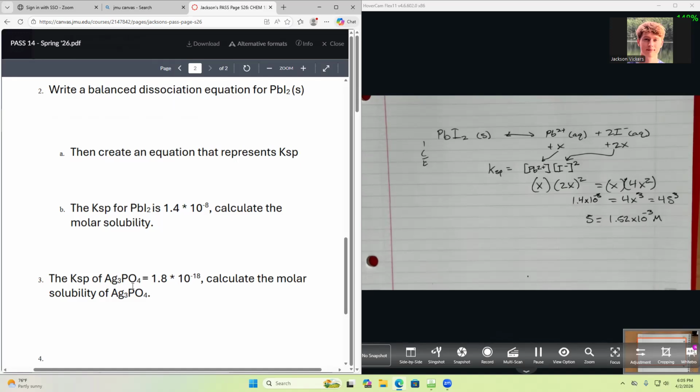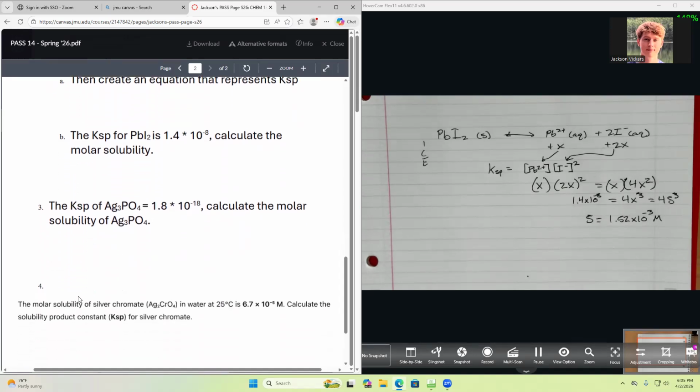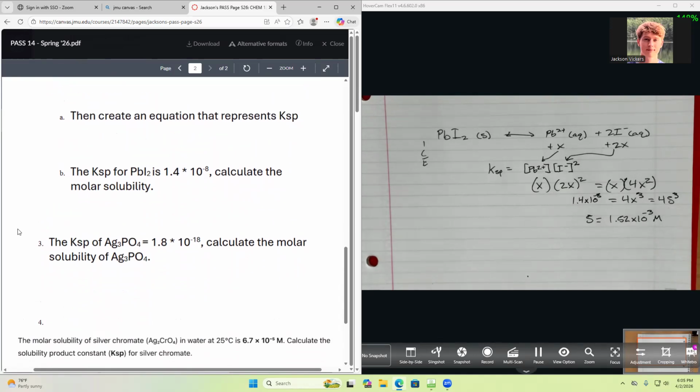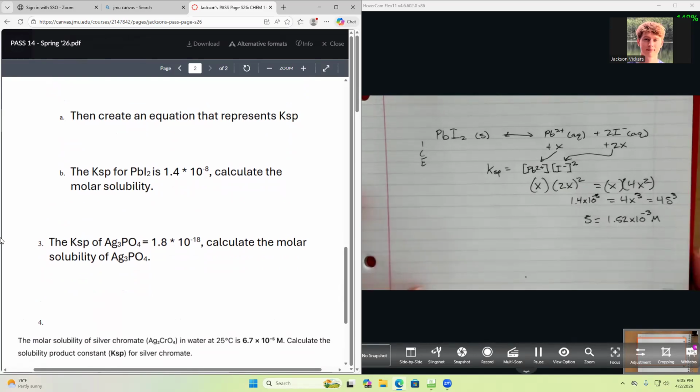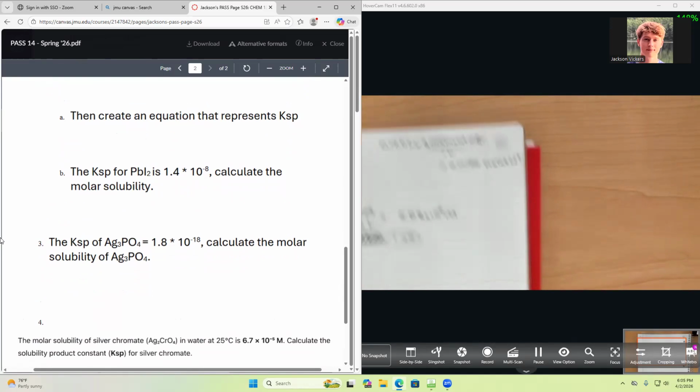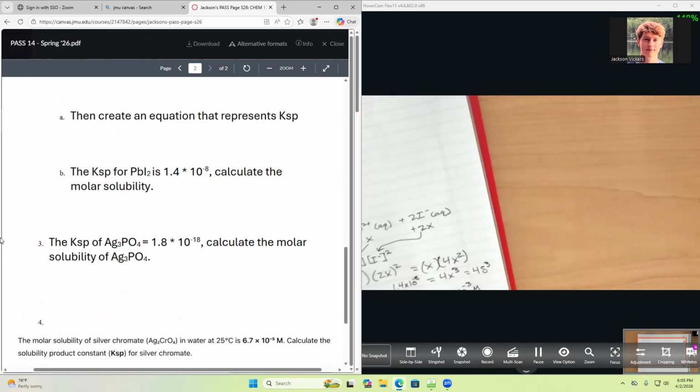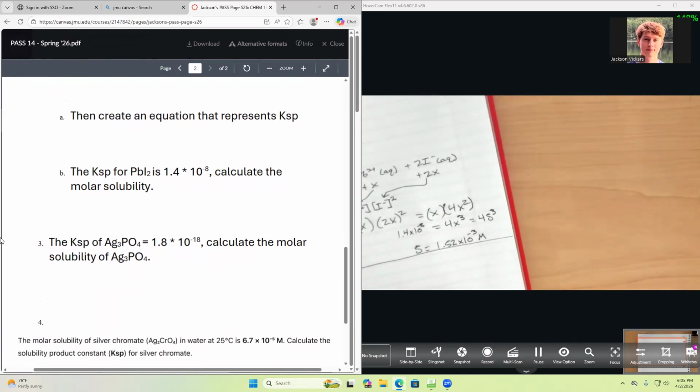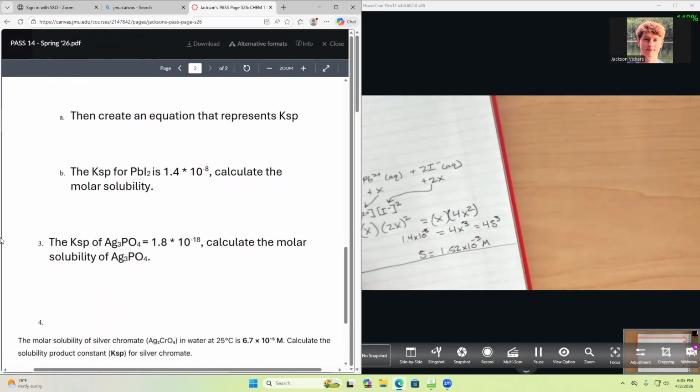So now, next one, similar type of problem, where again we're giving you the Ksp and I'm asking you to find the molar solubility. And then the last one we'll do after this is where I give you the molar solubility and we're going to be asked to find the Ksp. So that is basically the same thing, but in reverse. I'll show you that in a second. Let's do this one first. Hopefully you remember your polyatomic ions, or at least phosphate.